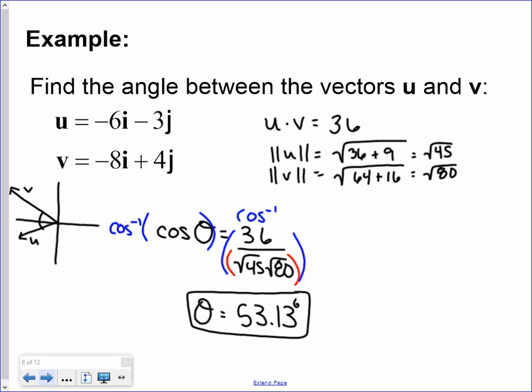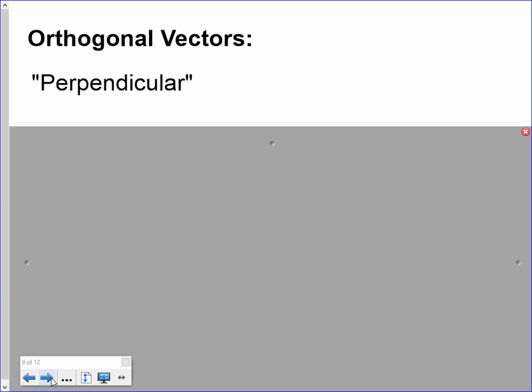Any questions about finding the angle between two vectors before we move on? Okay. One more thing regarding the angles between vectors is, we talked about parallel vectors where they're going in the same direction or they're going opposite direction. Right in the middle of that are orthogonal vectors. Those are vectors that are perpendicular. So orthogonal is another word for perpendicular. What does perpendicular mean? Forms a right angle, right? So we know that it's 90 degrees.